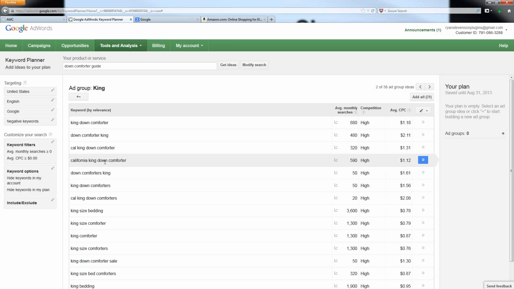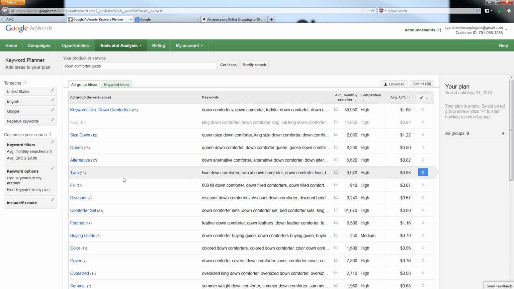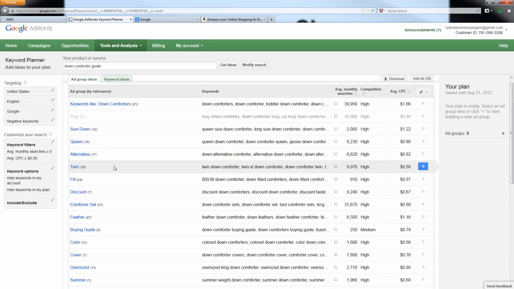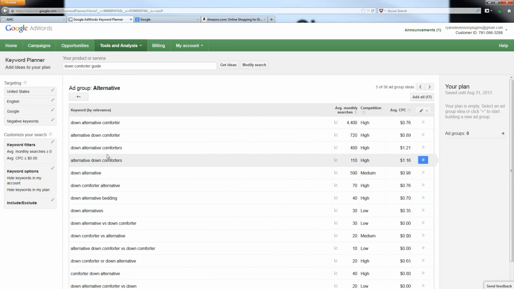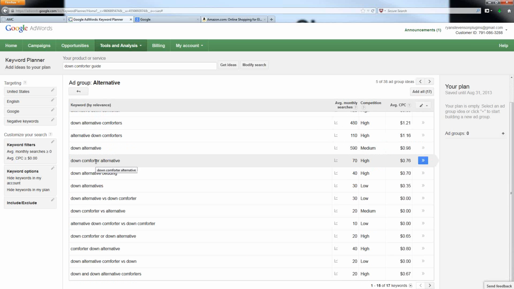So I might be looking for something here under 500 monthly searches, in general at least, and it really doesn't matter if I have to go incredibly low when I am actually looking for one of those keyword phrases, like this down alternative comforter keyword phrase.